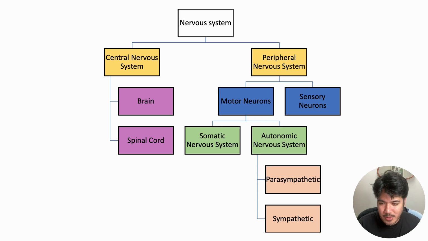is you have your central nervous system as well as your peripheral nervous system. The central nervous system can be broken up into your brain and your spinal cord, while the peripheral nervous system, we tend to think about the motor nerves and the sensory neurons. The motor neurons are further divided into your somatic nervous system, and we'll talk about that in the next slide, and the autonomic nervous system, which is further divided into your parasympathetic and sympathetic nervous system.